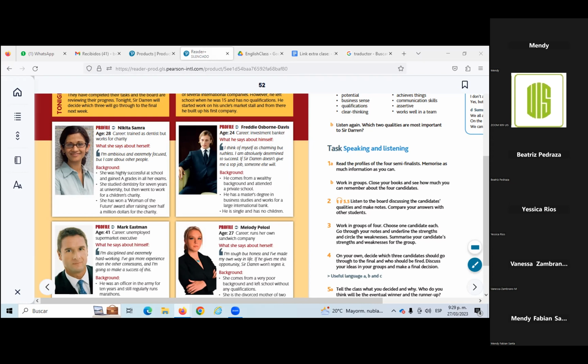¿Nosotros qué grupo somos? ¿El último? 3. ¿O el primero? Ah, pero no tenemos nombre todavía. Sí, puse los nombres. Ah, sí. Entonces somos los tres, el 3. Ok, yo soy Freddy. Strengths and weaknesses. Strengths. And weaknesses. Okay.